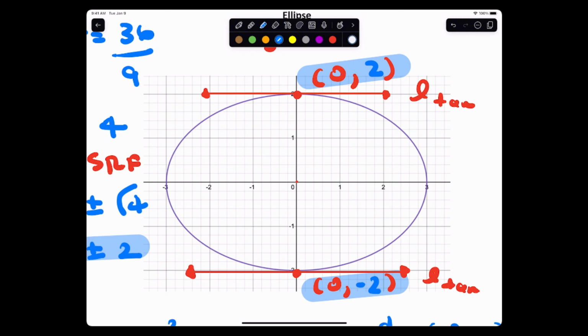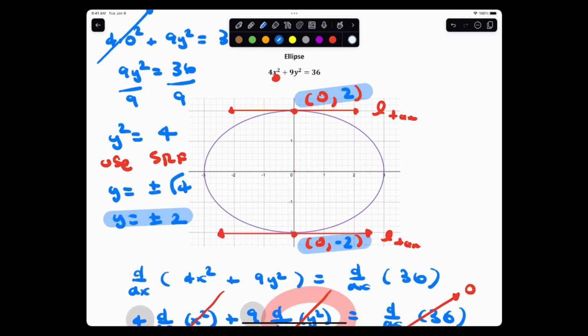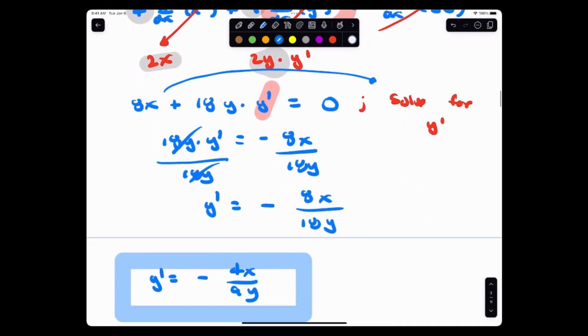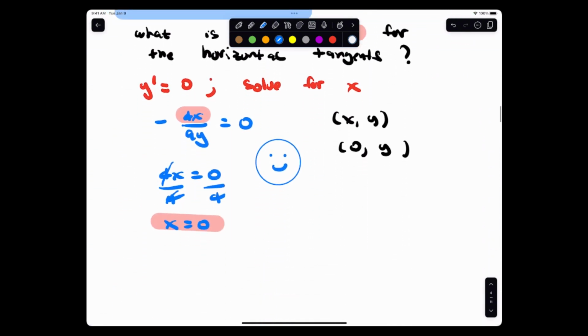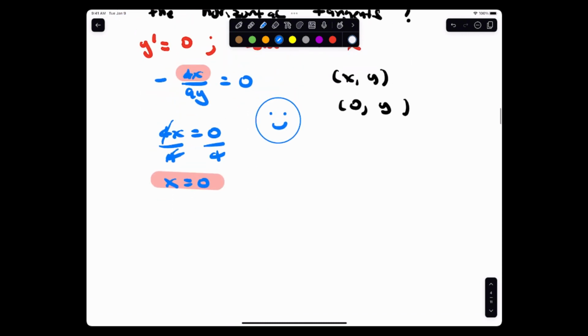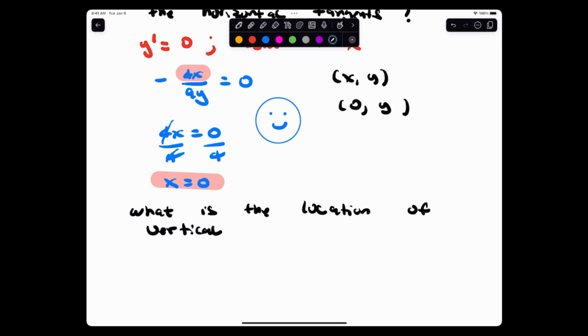All right, ladies and gentlemen. Okay. Now, let me connect the dots here. You guys have all this information? What I didn't explain to you yet, and now I'm going back to do that. They'll say, what is the location of vertical tangents?